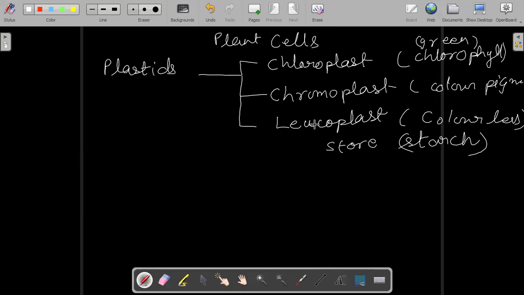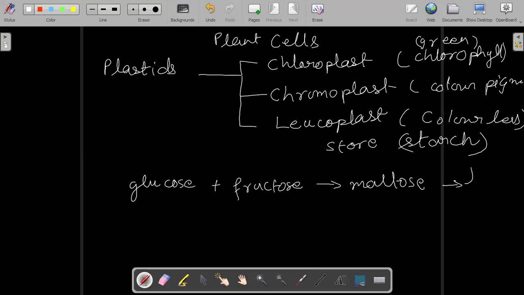Got it? So you have understood the structure of plastids. Sir, what is starch composed of? Starch is a form of carbohydrate. It is composed of glucose and fructose. Glucose and fructose combine to form maltose first. These sugar molecules combine to form maltose, and the maltose further combines to form the starch. So you can say your starch is made up of glucose and fructose. It is a polysaccharide.